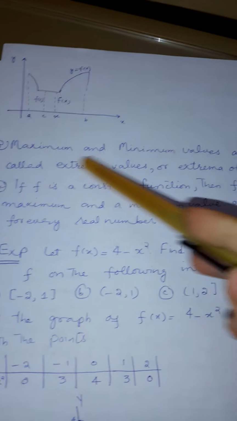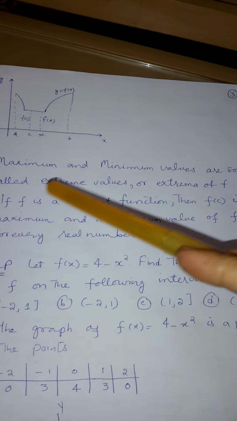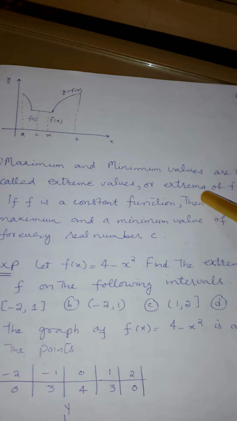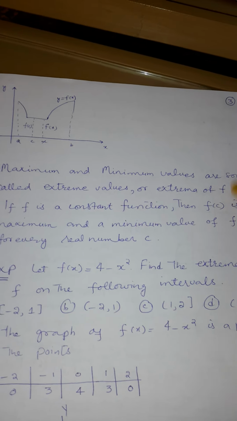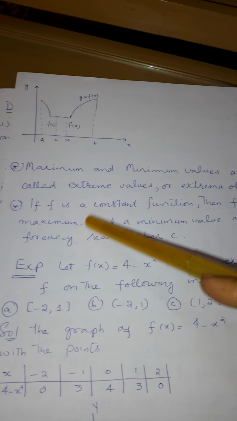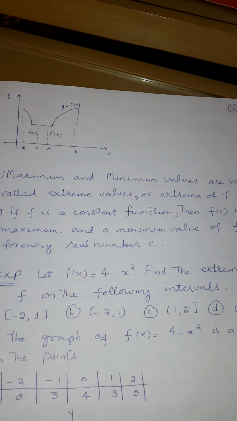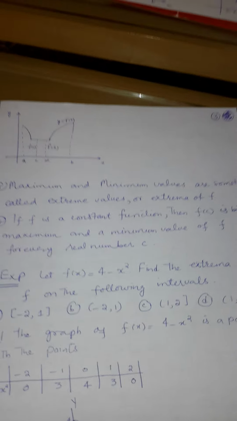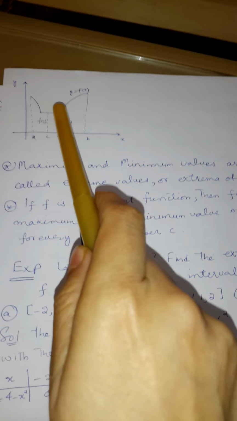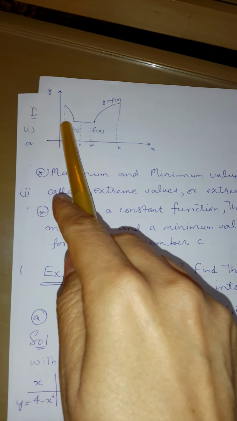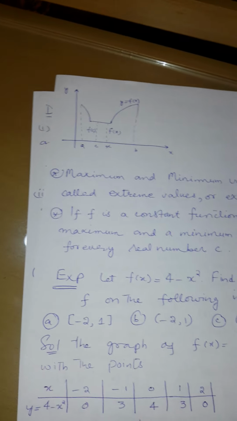Now maximum and minimum values are sometimes called extreme values or extrema of the function. The other point is if f is a constant function then f of c is both maximum and minimum value for every real number c. In a constant function f of c is both your maximum value and minimum value.